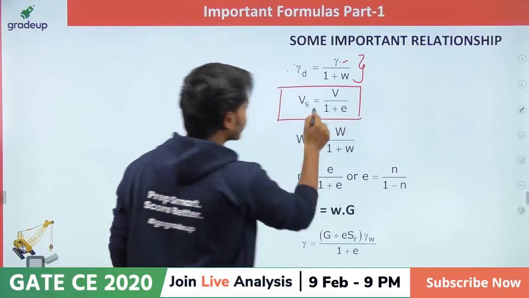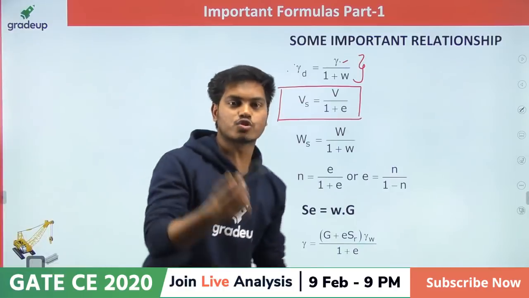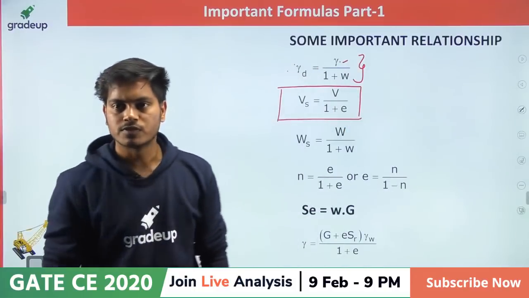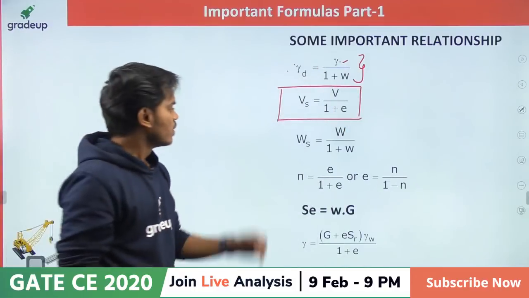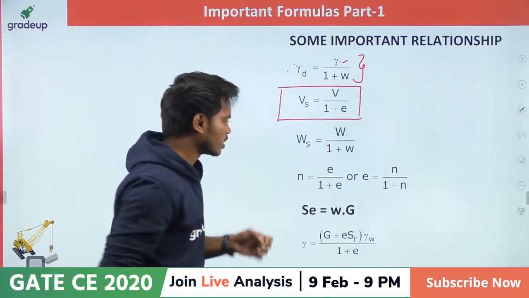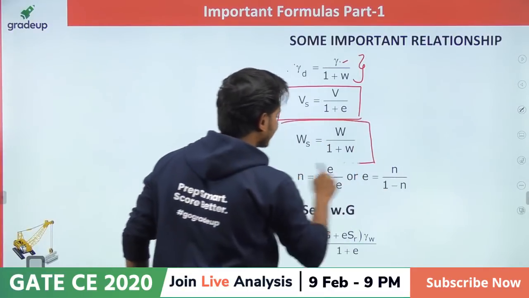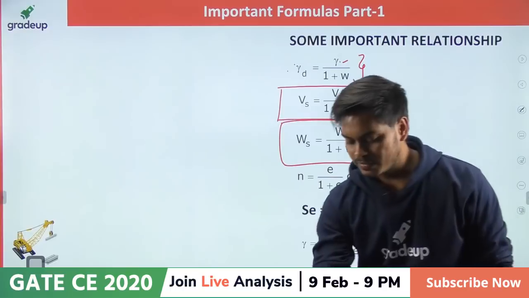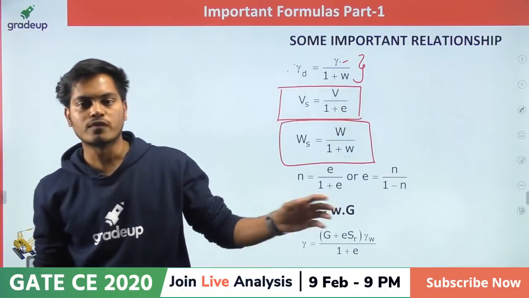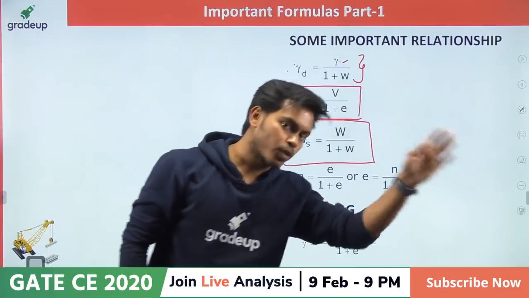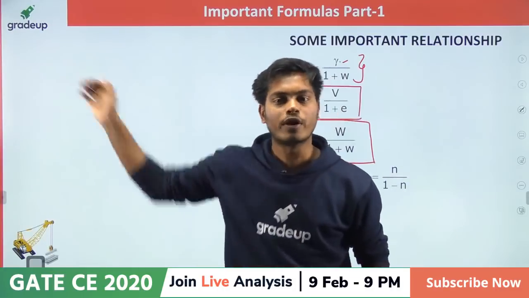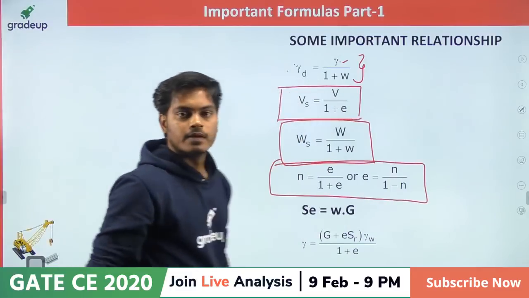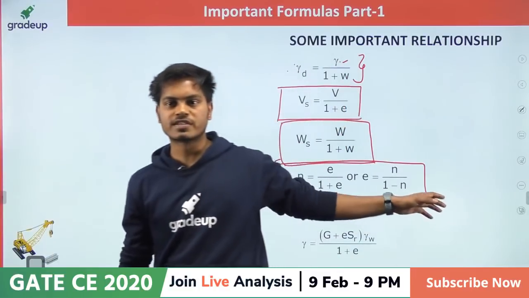Next we have another relation, volume of solid is equals to total volume upon 1 plus void ratio. So void ratio can connect your volume of solid as well as the total volume. ठीक है? Next, we have weight of solid, nothing but total weight upon 1 plus water content. Another relation, very important. They will give you the void ratio and ask you to solve the question with the help of porosity, or they will give you porosity and ask you to solve the question with the help of void ratio. उस टाइम पे क्या करेंगे? उस टाइम पे हम यूज करेंगे ये रिलेशन. All right, we have to use this relation.